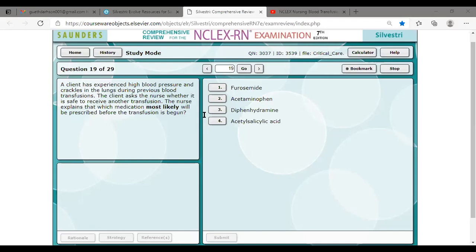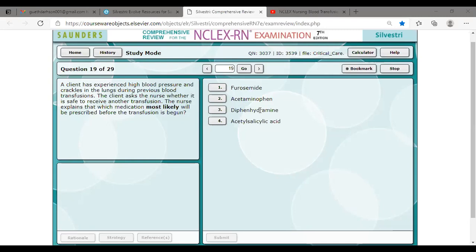So which drug? Furosemide, acetaminophen, diphenhydramine, or acetylsalicylic acid. Number 2 and number 4 are not answers because these are NSAIDs, non-steroidal anti-inflammatory medications, nothing related to this question. These two we use for pain or fever.